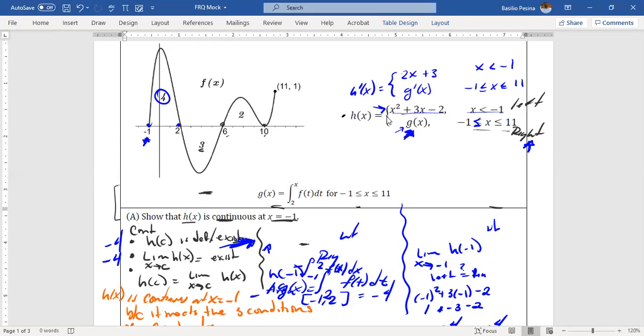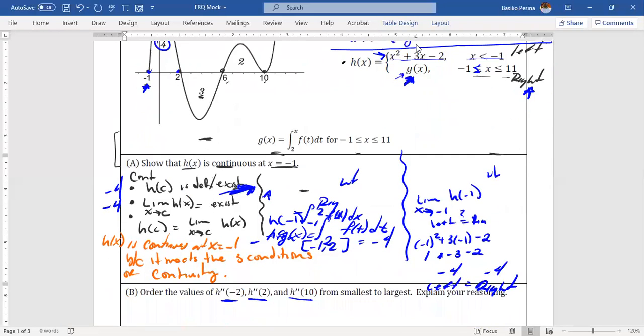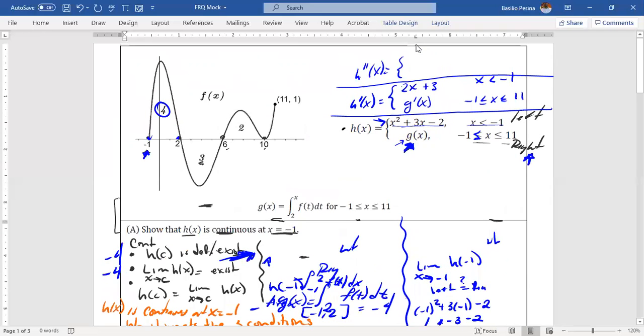And they want the second derivative. So h double prime of x is equal to the same thing. I derive the left-hand side. Sorry, I'm running out of space here. The left-hand side is 2x plus 3. I derive it, that gives me just 2. And this will be g double prime. And the intervals stay the same. Okay, any questions so far?